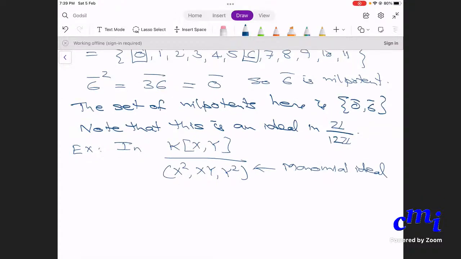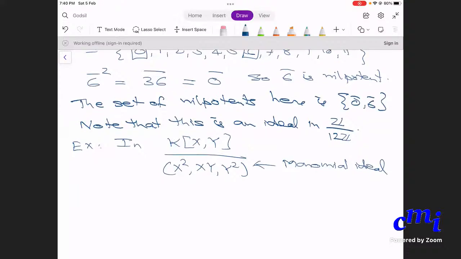So for example, in this ring, are there nilpotent elements? x and y. x is nilpotent. So x bar squared is x squared bar, which is 0. So x bar is nilpotent, and x bar is not 0, by the way. We are always interested in non-zero nilpotents. 0 is always nilpotent, right? x squared also is nilpotent, but x squared is 0 in this ring.